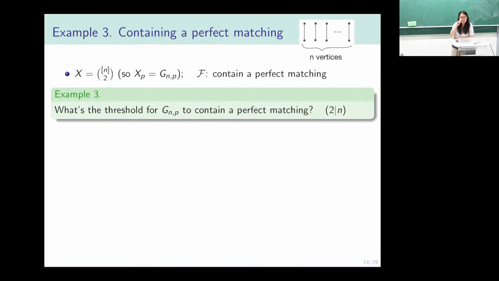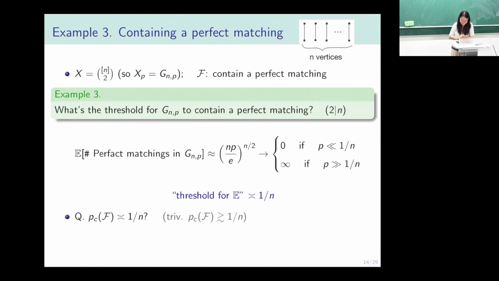Okay, so in the previous example, we considered a fixed graph. So in this example, we consider a growing graph. So here, X is still n choose 2, but F is to contain a perfect matching, where a perfect matching means this. This is a set of disjoint edges that covers all of the vertices. This is a perfect matching. And the question is, what's the threshold for G(n,p) to contain a perfect matching?